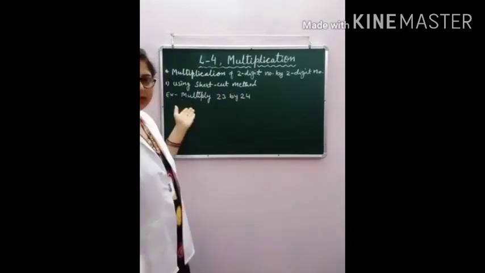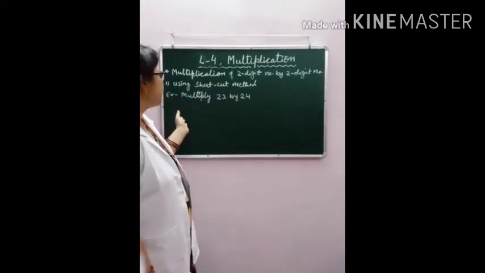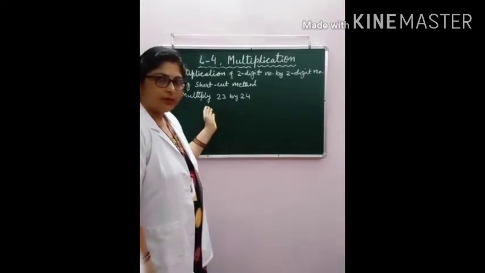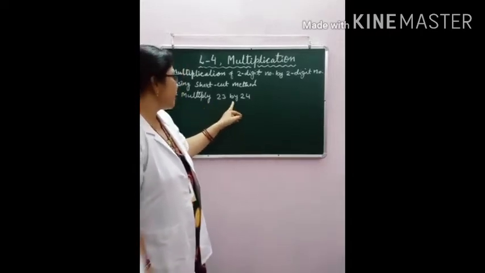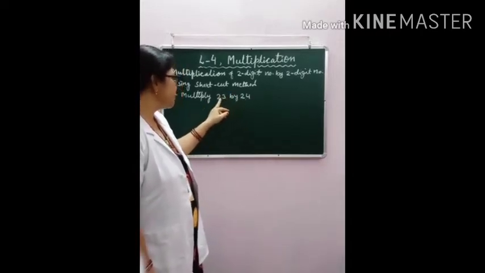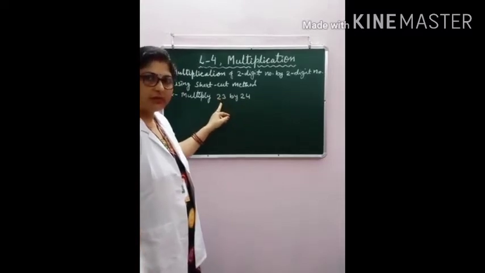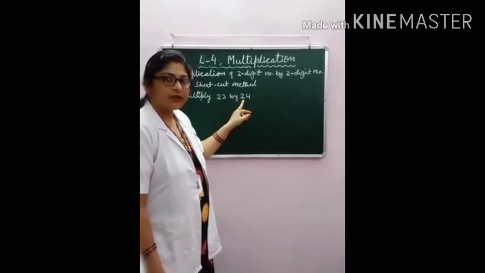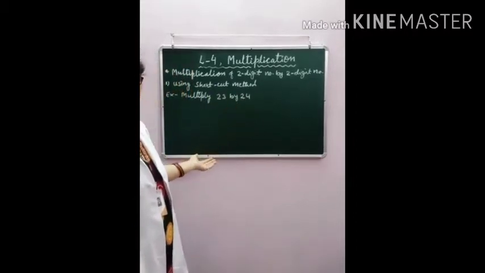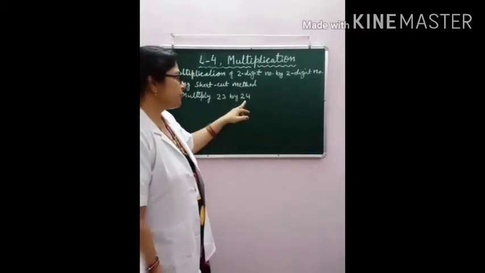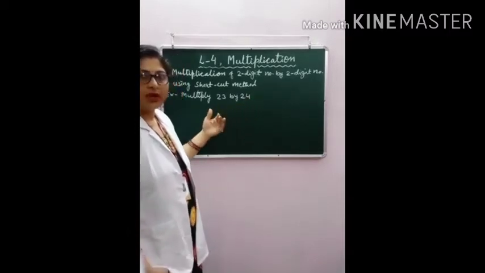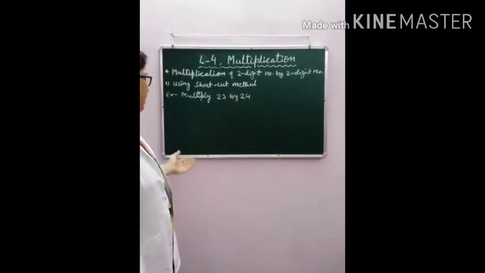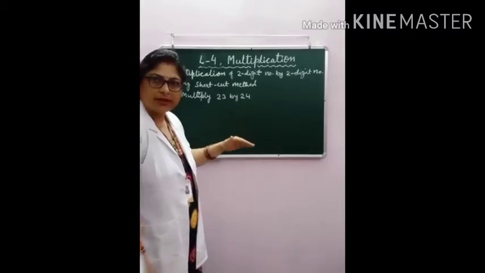So, children, look at here. I have already written here a problem. Multiply 23 by 24. Here, what is 23? 23 is a multiplicand and 24 is a multiplier. Means we have to multiply 23 by 24. So, what we have to do first? We will arrange these numbers according to their places.